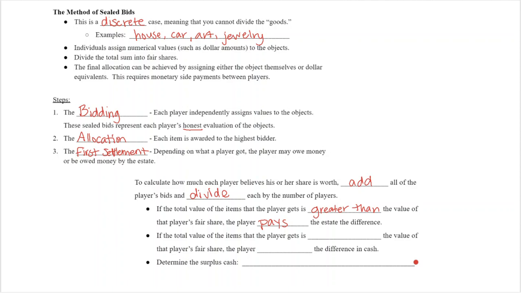If the total value of the items that the player gets is less than their fair share, then the player receives the difference in cash. Then you want to determine what the surplus cash is. So there should be some leftover money after we've done this first settlement. People who got too much paid the difference. People who didn't get anything received cash. So the surplus is the money that is left over after everyone has a fair share.